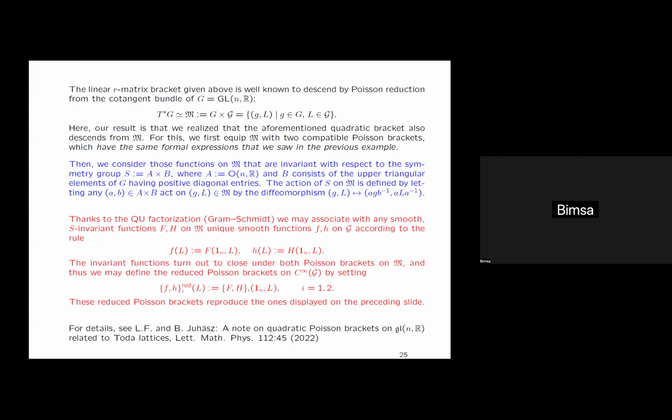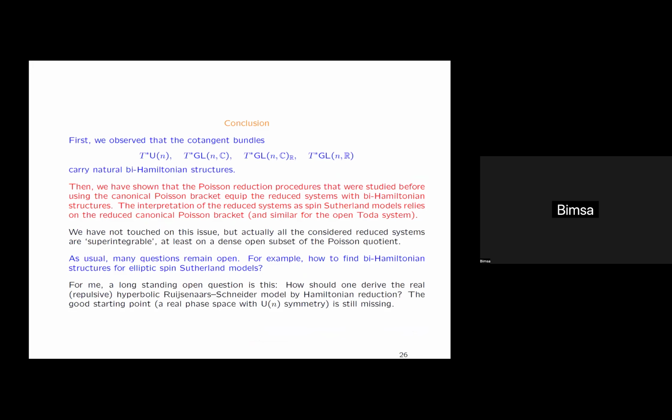And then we just compute the original Poisson bracket in terms of these representatives of the invariant functions. And then they give those two Poisson brackets which I started with. So it is some kind of explanation of this quadratic Poisson structure in terms of Hamiltonian reduction theory. I wrote a little paper with the students. And finally, I'm at the end of my talk.